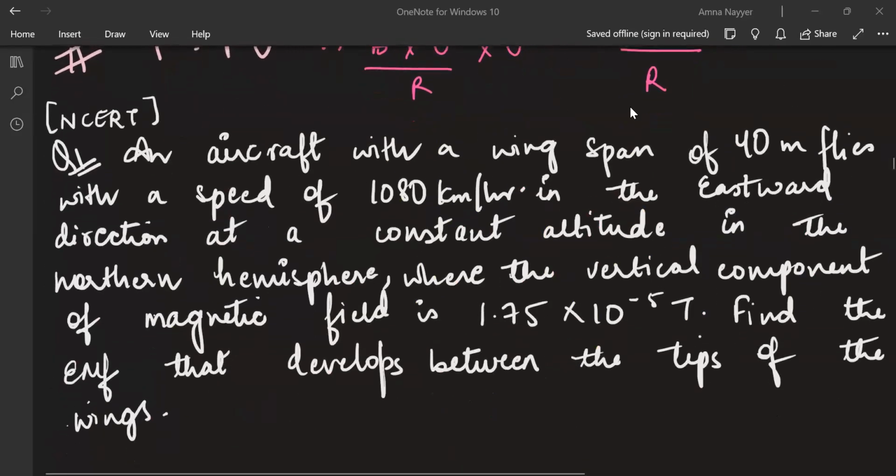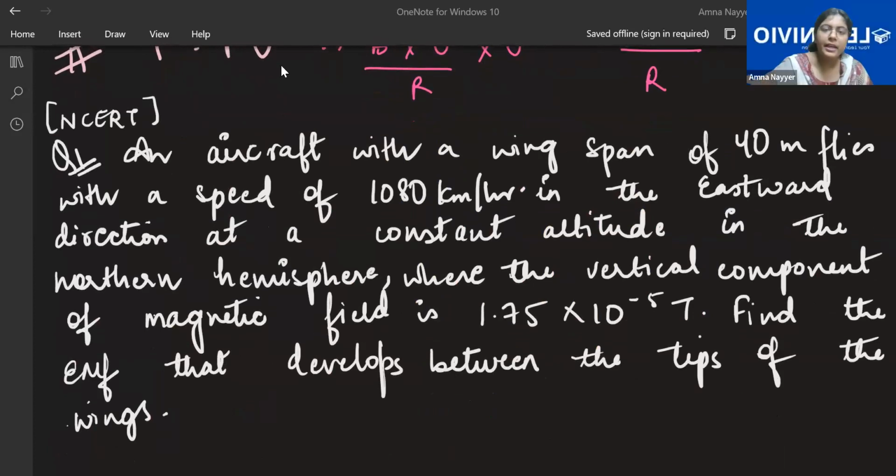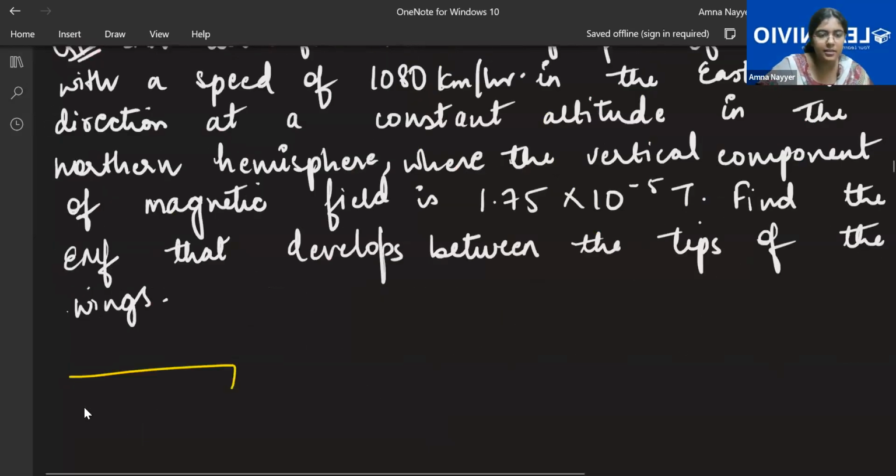Okay, let's look at this question. This is the question from your NCERT. It's a very easy question. See, it says an aircraft with a wingspan of 40 meter. Wingspan is there like this. This is 40 meter.